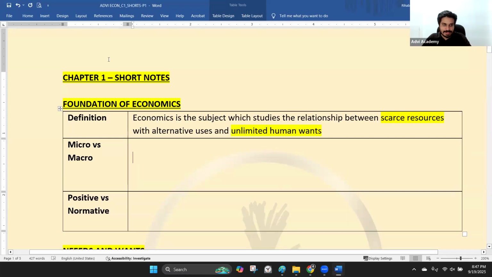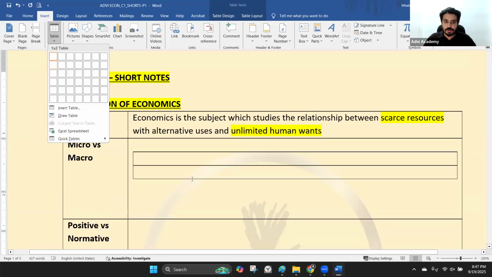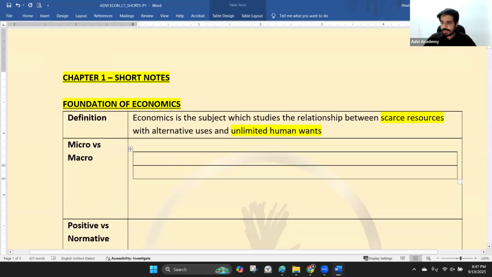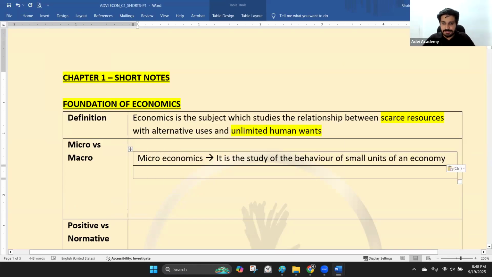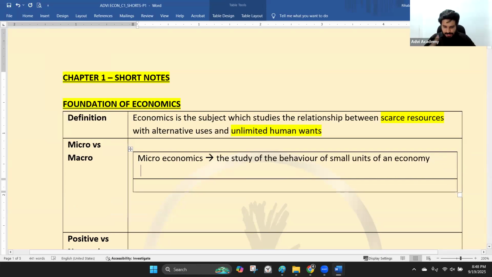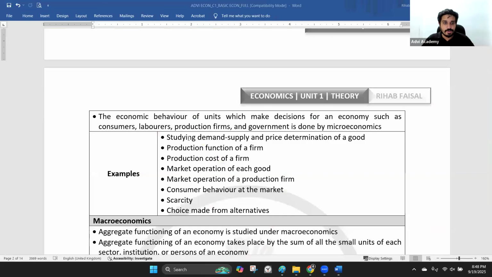Sorry, I wasn't expecting that. Okay, so back to the short notes. We are going to say microeconomics. What's the definition of microeconomics? Microeconomics is basically the study of the behavior of small units of the economy. You can remember some examples, and in your short note also, you can include them. Some of the examples are also in your syllabus, so we go with that only.